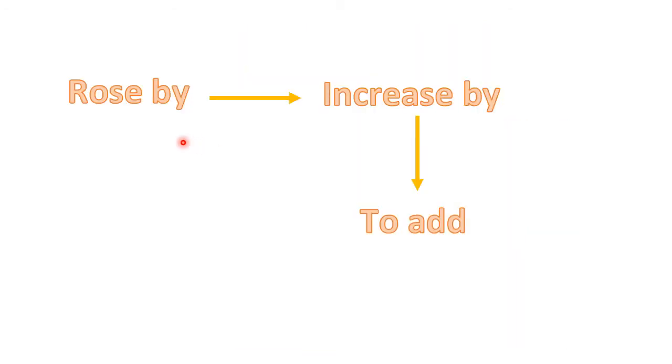Now, in the second part of the question, we can see the phrase rose by, right? The temperature rose by. Now, what does rose by mean? Rose by means to increase by. Rise means to increase, right? This is the past tense of rise, rose. Rose means to increase, right? And when we want to increase something, what do we do? We add, right? So that means to rise by means to increase by, and to increase something, we add it, right? So let's see how we use this in the question.